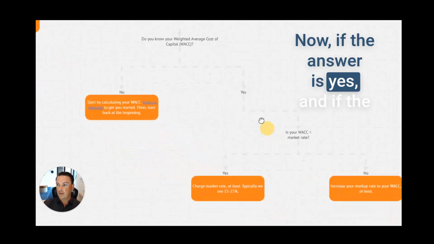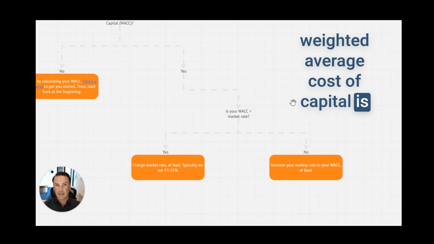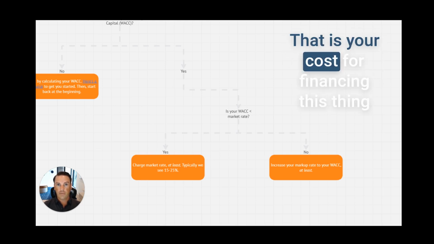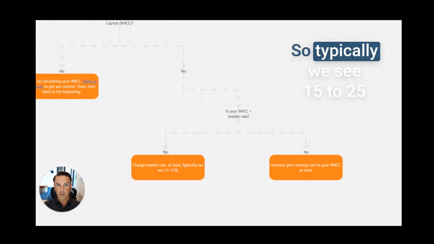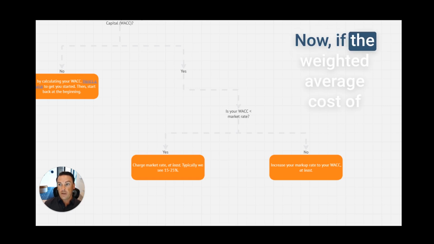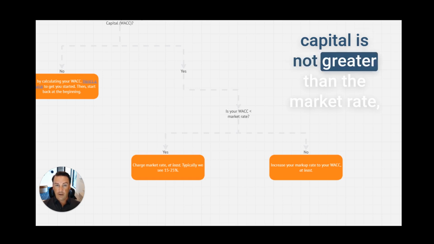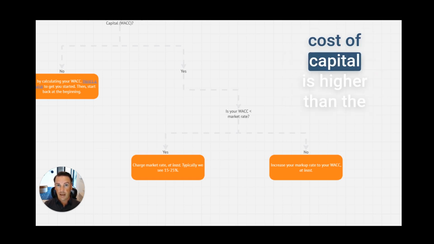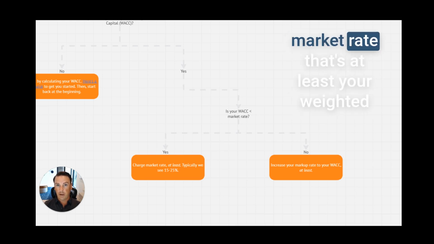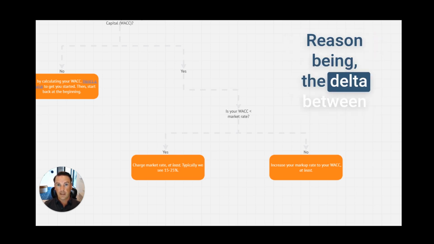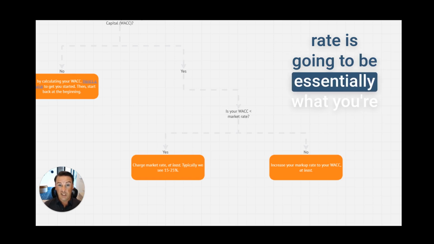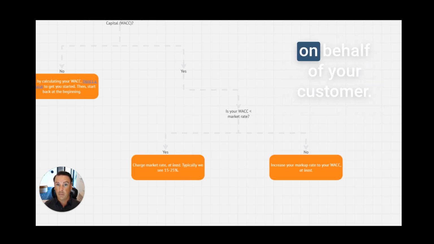Now, if the weighted average cost of capital is less than the market rate, then charge the market rate at least. That is your cost for financing this thing on behalf of your customer. So typically we see 15 to 25% again. Now, if your weighted average cost of capital is higher than the market rate, then you need to be charging a markup that's at least your weighted average cost of capital. Reason being, the delta between those two numbers, the weighted average cost of capital and the markup rate, is essentially what you're losing on that cost by financing it on behalf of your customer.